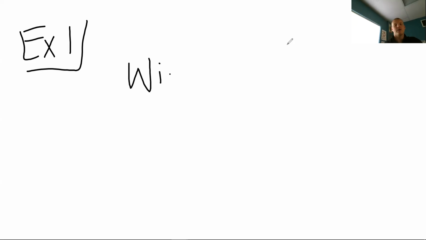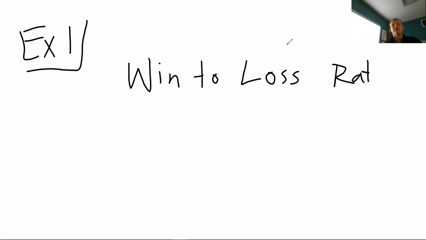For example, here's an example of leaving it as an improper fraction. So a team lost 3 games and won 7 games. What was the team's win-loss ratio? So they want win to loss ratio. So how many wins were there, Grace?